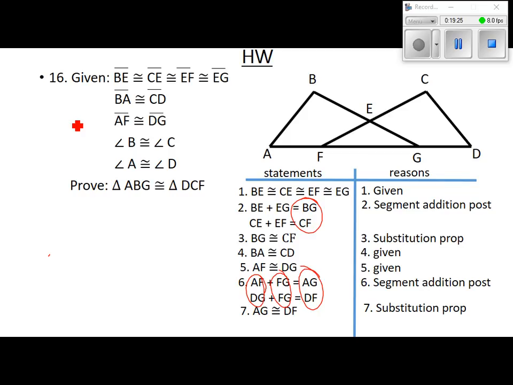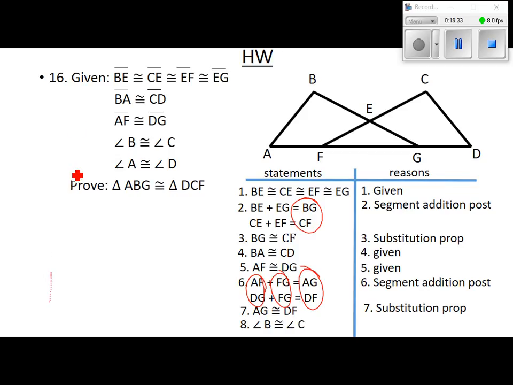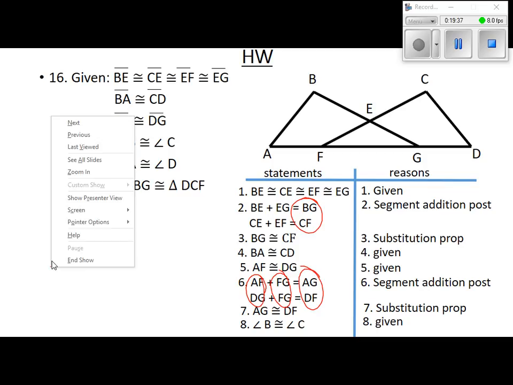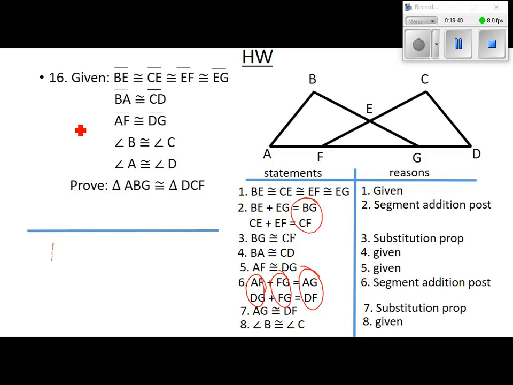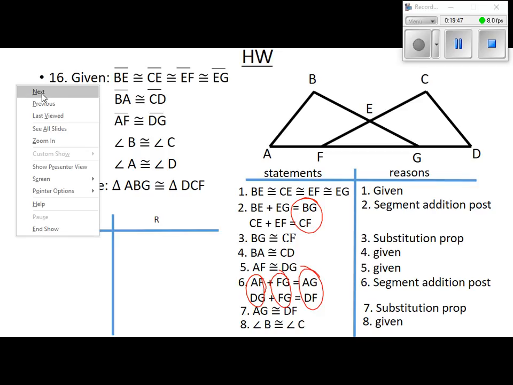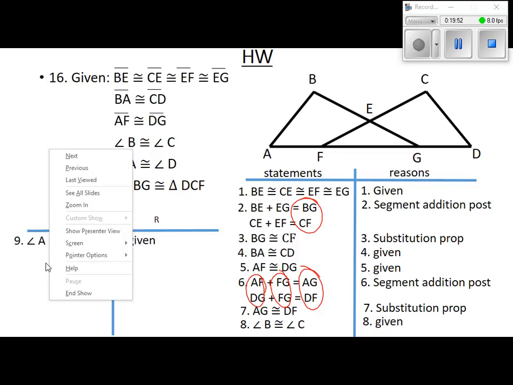Are we finished yet? No. We got all the segments. Now we still got to do all the angles. How do we know that angle B was congruent to angle C? It was given. How did we know that angle A was congruent to angle D? It was given. Angle A is congruent to angle D. It was given. And then what was the last thing that we knew? Angle G was congruent to angle F.